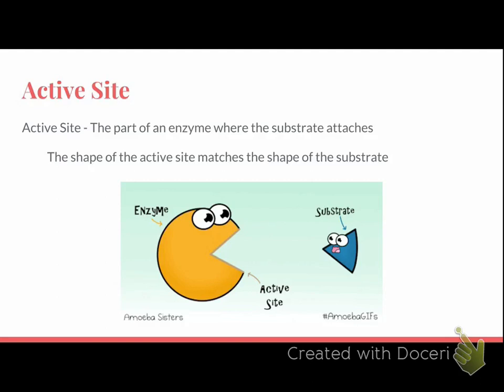So just like in our picture here, we have our enzyme, this little orangish yellow Pac-Man looking guy, and it has an active site that is right here. So it's like the mouth of this Pac-Man. And you can see where the shape of that matches with the shape of the substrate. So then that will be able to fit right in there.